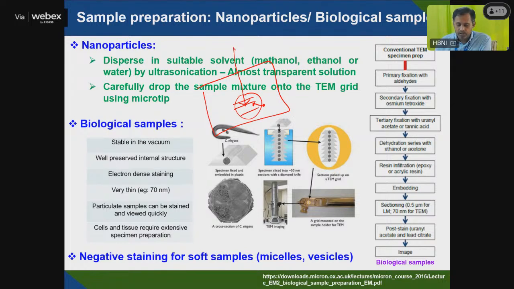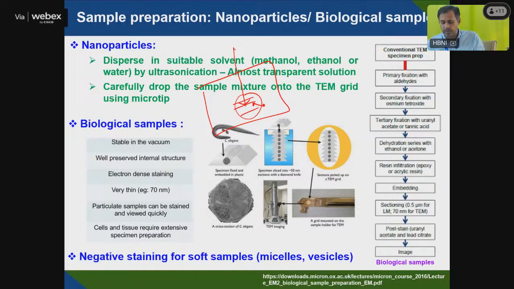In biological samples, you have to go through many processes. First, the sample surface has to be properly washed, and then it has to be fixed in resin, you have to fix it in epoxy resin. Then you have to do ultramicrotomy, a fine cross section of about 90 nanometers. That cross section you have to put on the TEM grid, and you'll be able to see inside the cell, whether the nanoparticle is going to the nucleus or cytoplasm.